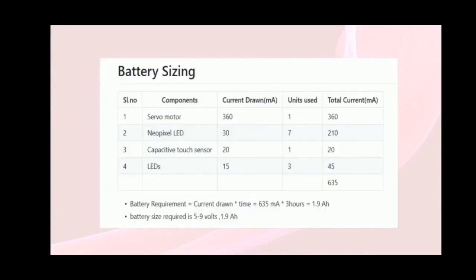Then in battery sizing, we calculate the total current required by the components of our system. It is 635 microampere. Then we calculated the battery requirement, it is 1.9 ampere hour. Then we also calculated the battery size required for our system, it is 5 to 9 volts.